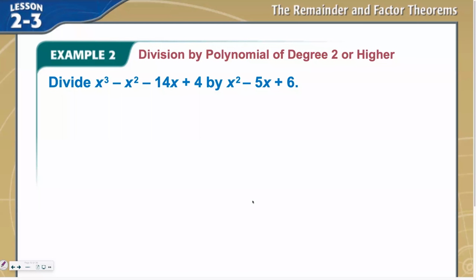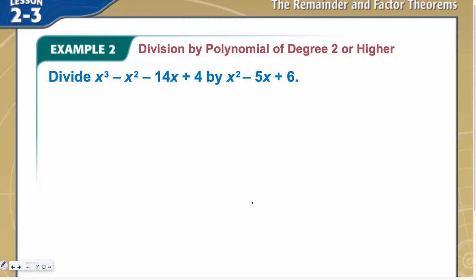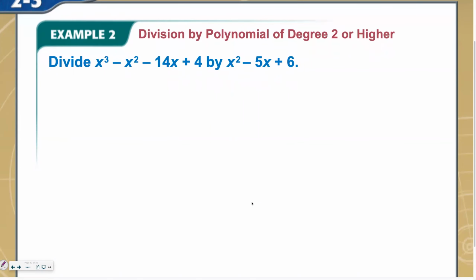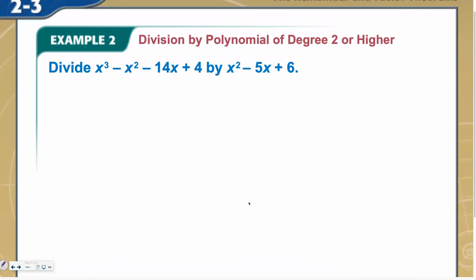All right, let's look at example 2 here. And this time I'm going to reload and not do the calculator this time. I'm only going to do long division just to show you this one more time. So using long division, what you would do is you would take your divisor here. I'll call this d of x, and we're going to take our divisor, x squared minus 5x plus 6, and we're going to divide that into this dividend here, which I will call f of x. X cubed minus x squared minus 14x plus 4.